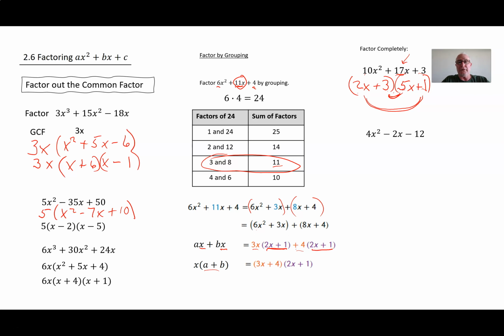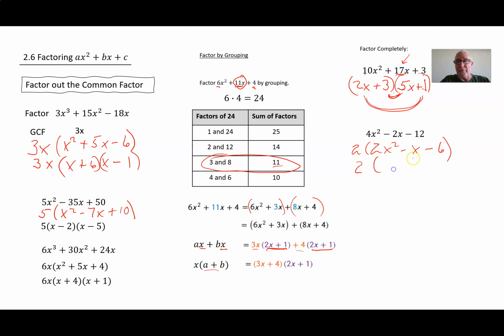So now try this one, 4x squared minus 2x minus 12. Pause the presentation, factor that, and then resume. This one, as I told you, we need to look for a common factor first. This has a common factor of 2, so we have to factor out the 2. When we factor out the 2, we're left with 2x squared minus x minus 6.